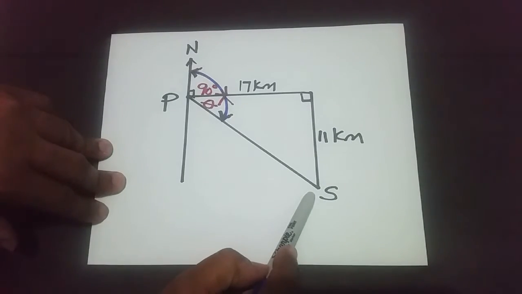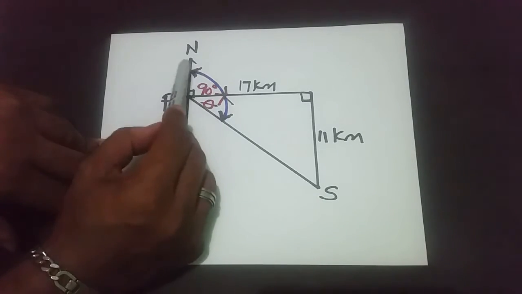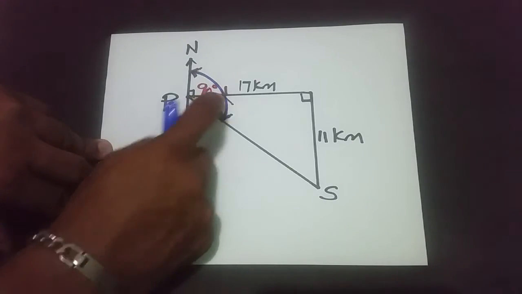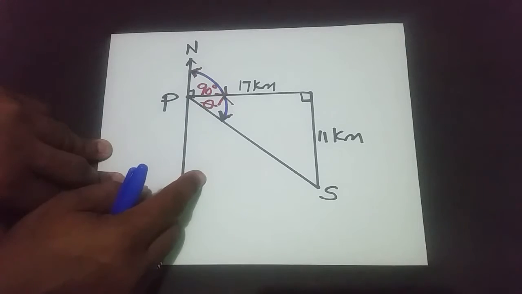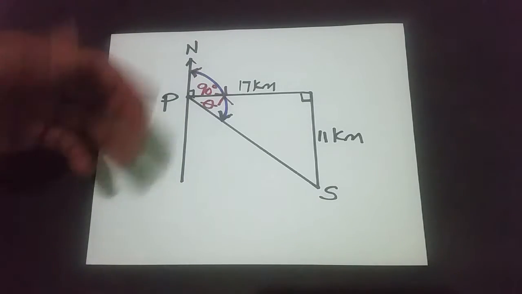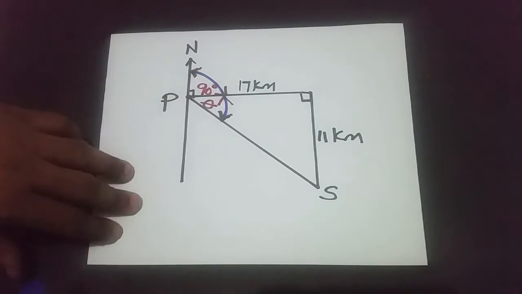So the ship is currently here now. It cannot be anywhere else. It is here. Alright, so the bearing is what they ask for, the entire angle, but we know a part of it is 90. So if we find theta, which is the angle inside the triangle, then we're good to go in terms of finding the entire bearing. We just simply add 90 to whatever we find theta to be.